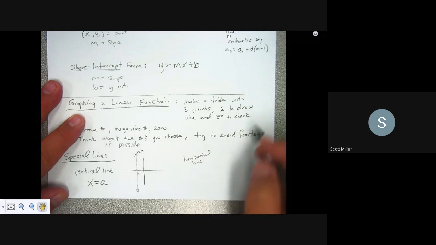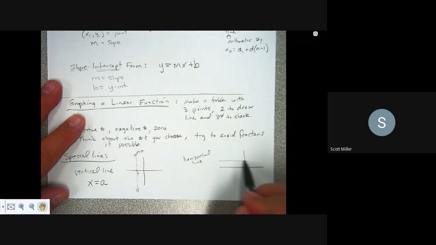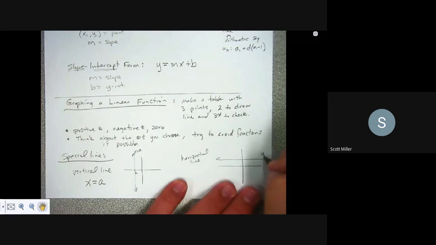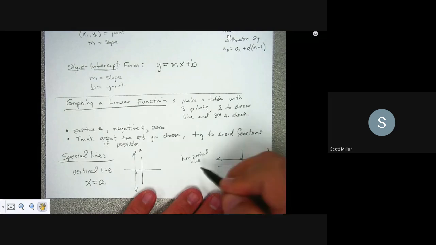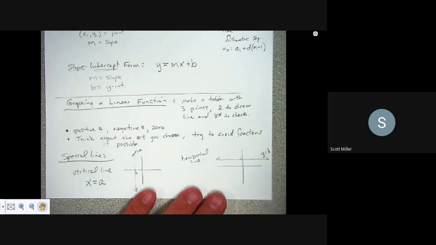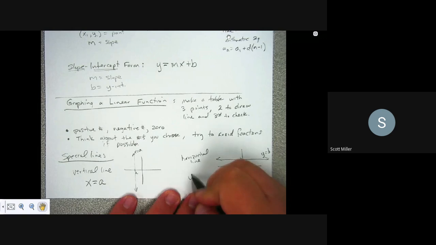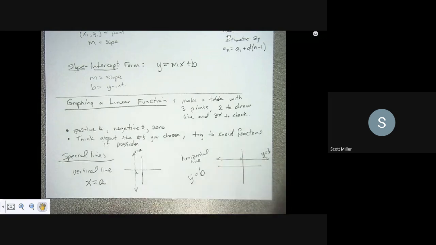The horizontal line only crosses the y-axis, so it has the equation y equals b because it has only a y-intercept, so we use the same letter. It only goes through here, and all the y values on that line are b, and the x's change. So y equals b, x equals a. These are your 2 specialty lines.